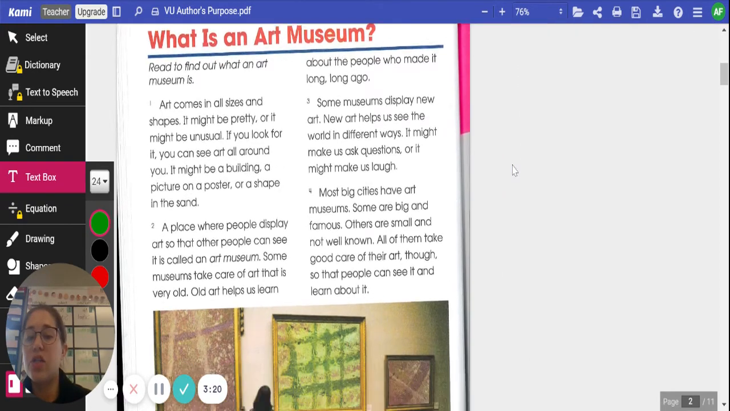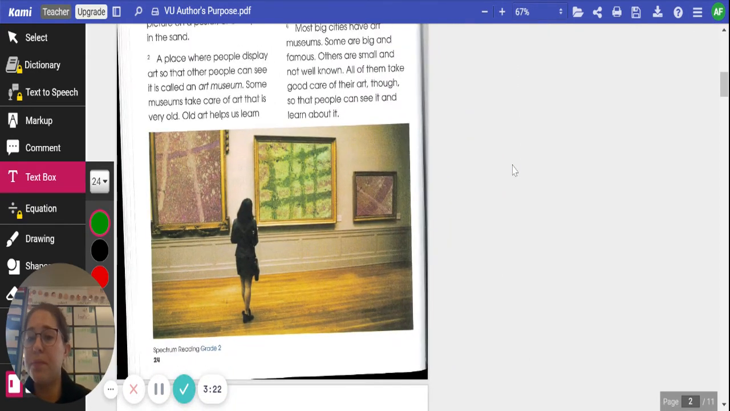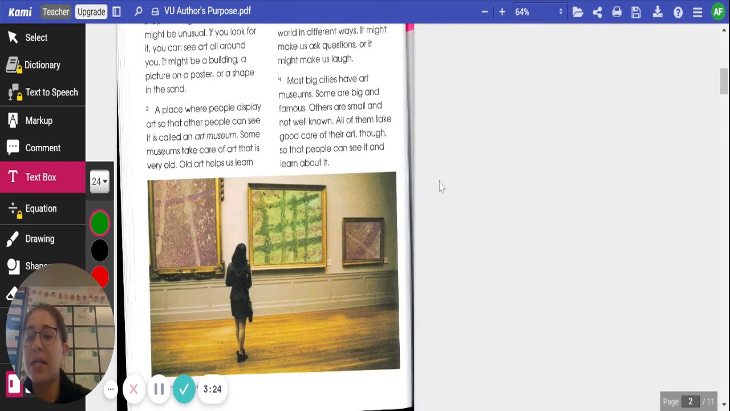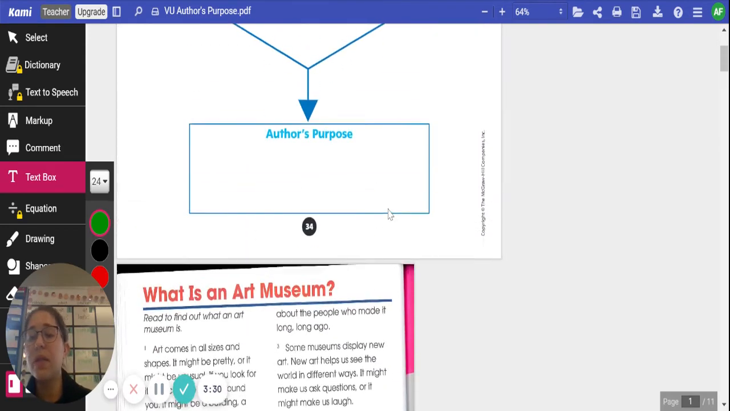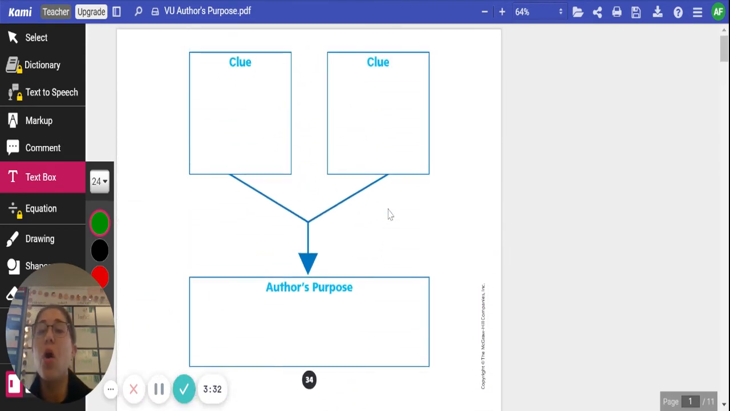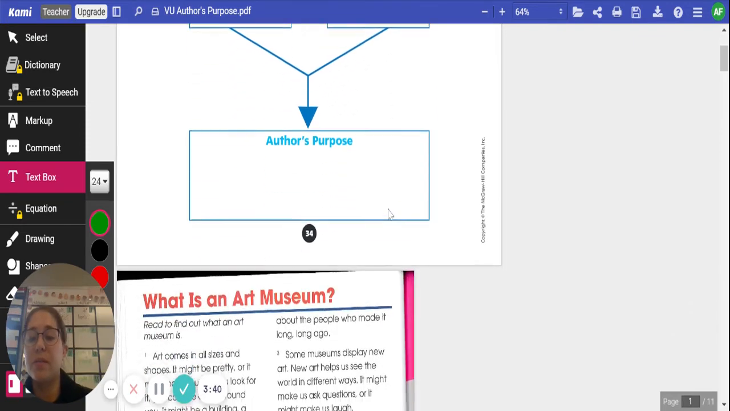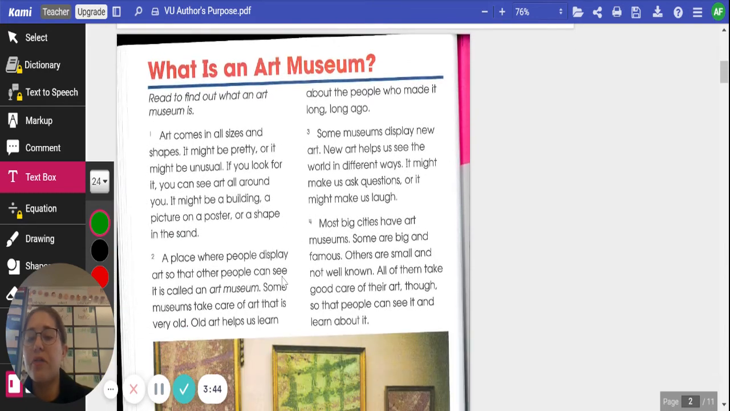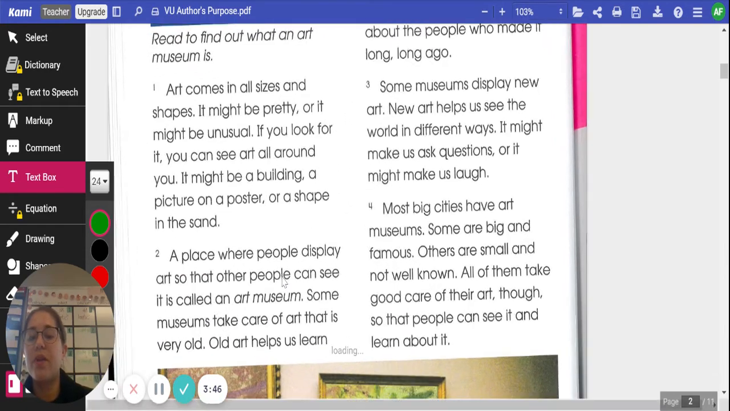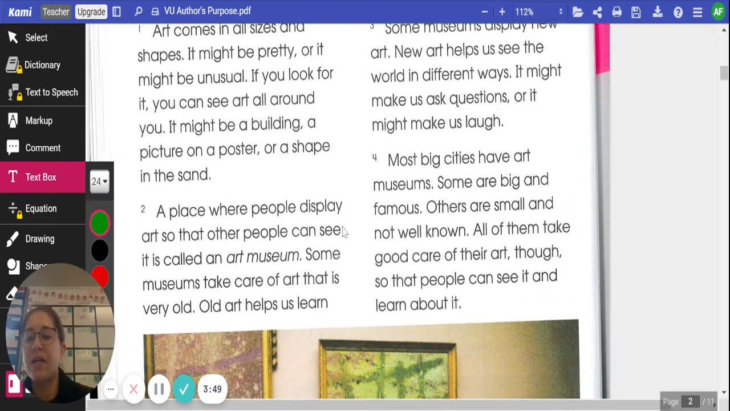If we look down at our picture, that is someone at an art museum looking at some of the old paintings that the museum has on display. They are showing. Let's move up to our graphic organizer. We're going to reread some of our paragraphs to figure out if we can find any clues that will help us determine the author's purpose. I'm going to go ahead first. I'm going to reread paragraph number 2 for my facts.